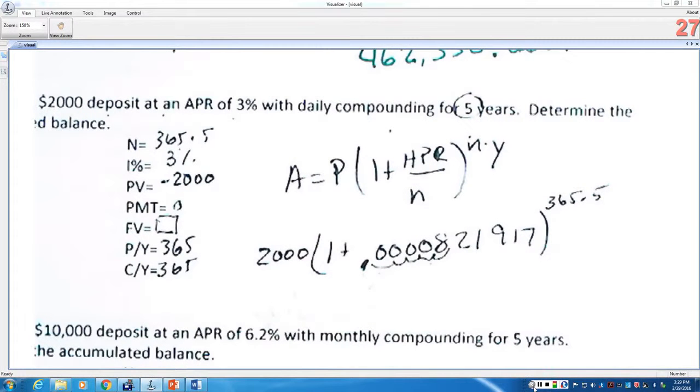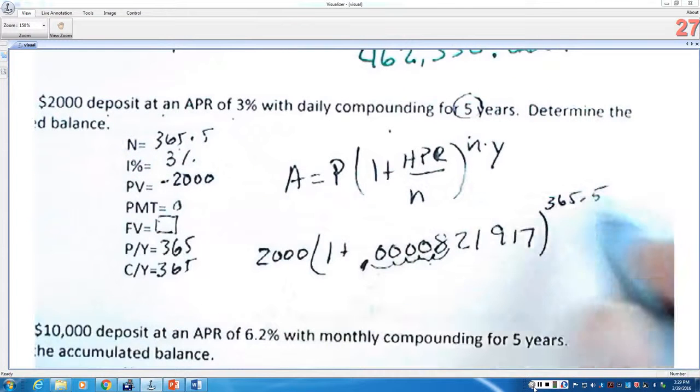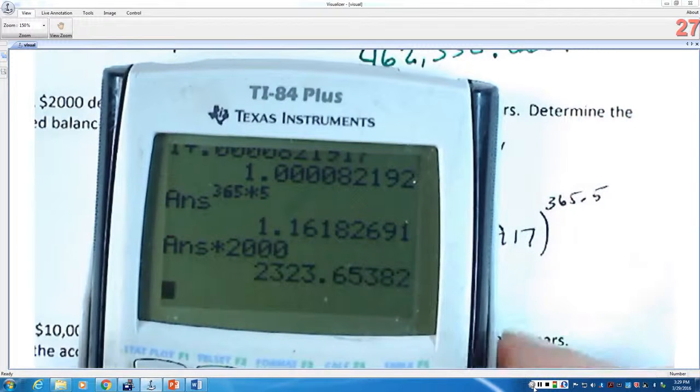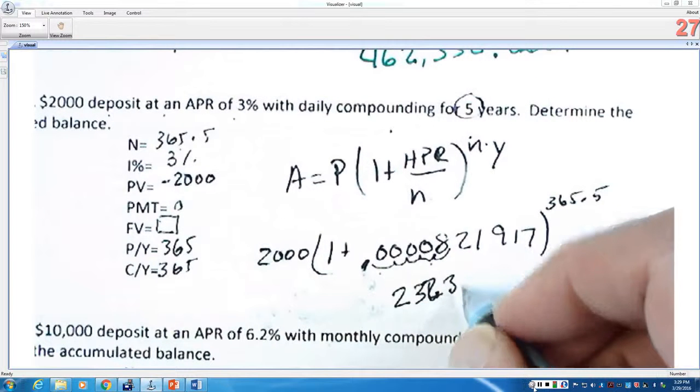But now here we have 1 plus 0.000, 1, 2, 3, 4, so we have 4, and then it's going to be 821917. Okay. Then we're going to raise that to the 365 times 5. So what I've calculated here is this amount right here. And then we multiply that by 2,000 to give us $2,323.65.